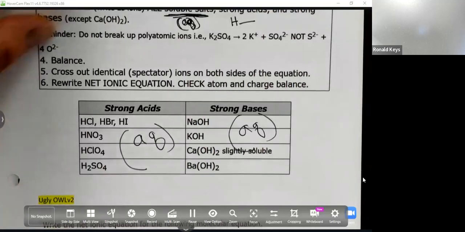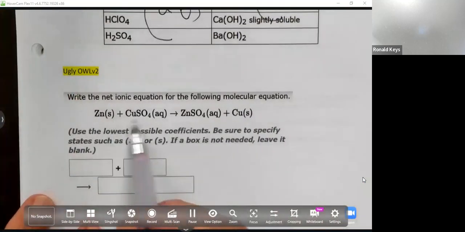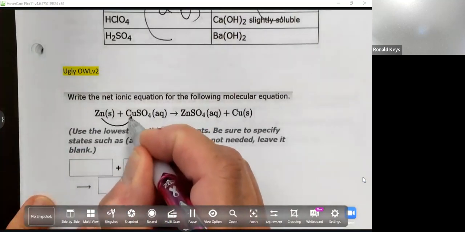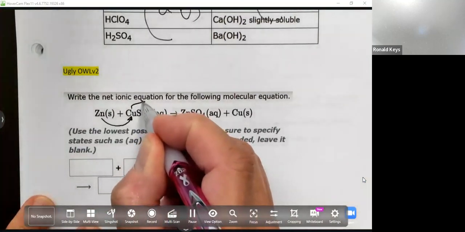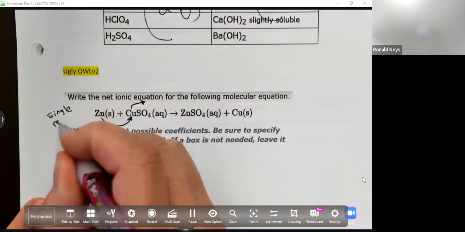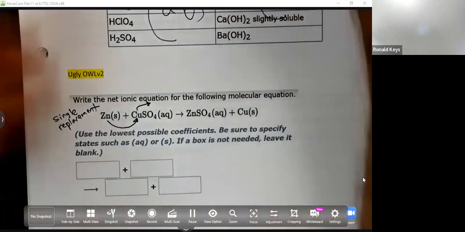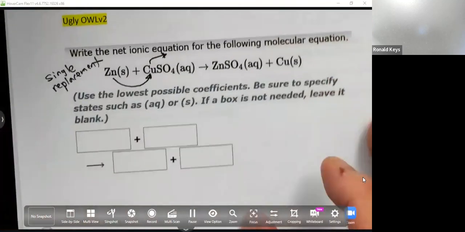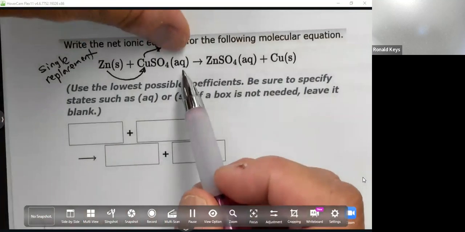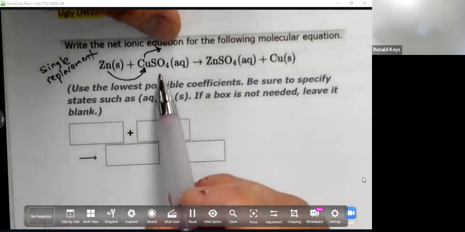Okay, here's an OWL question. So you've got zinc and you've got copper sulfate. This is a single replacement reaction, not a double replacement. We would call this single replacement. All right, so if this is aqueous, we would split these up, right?